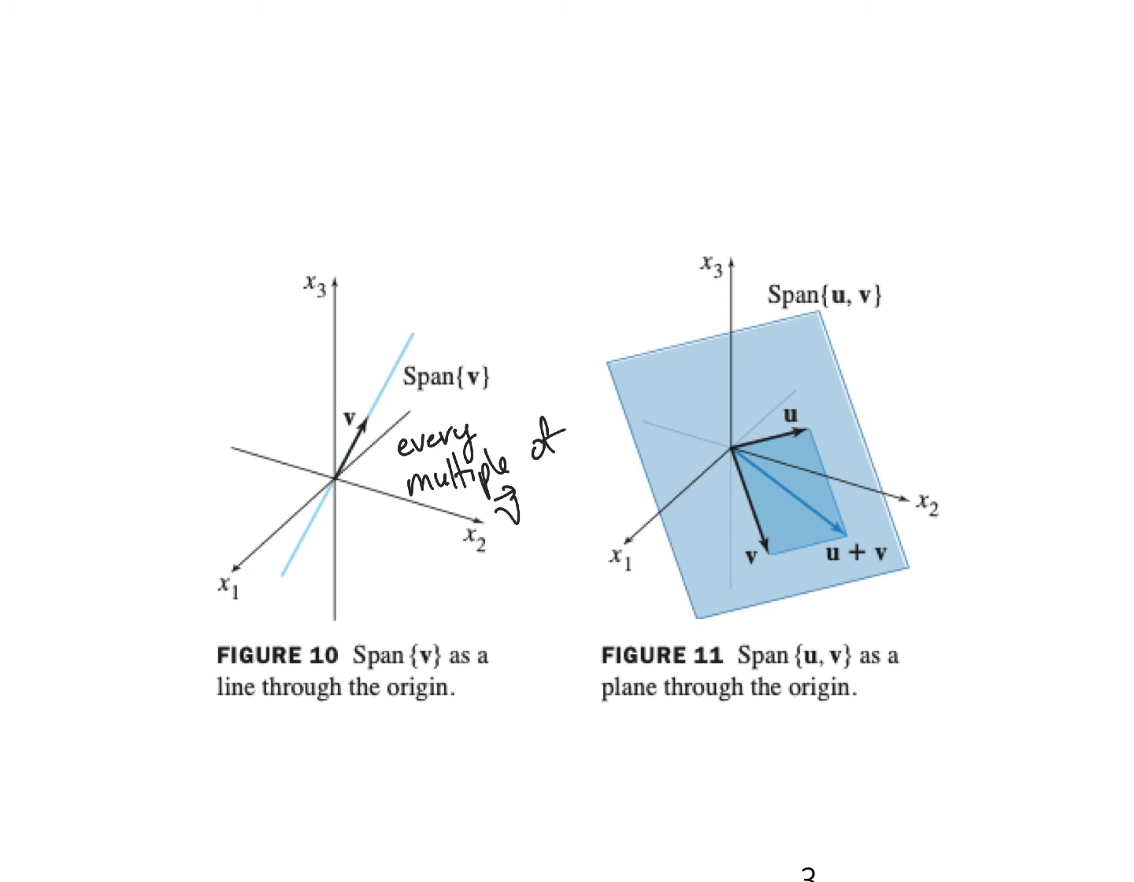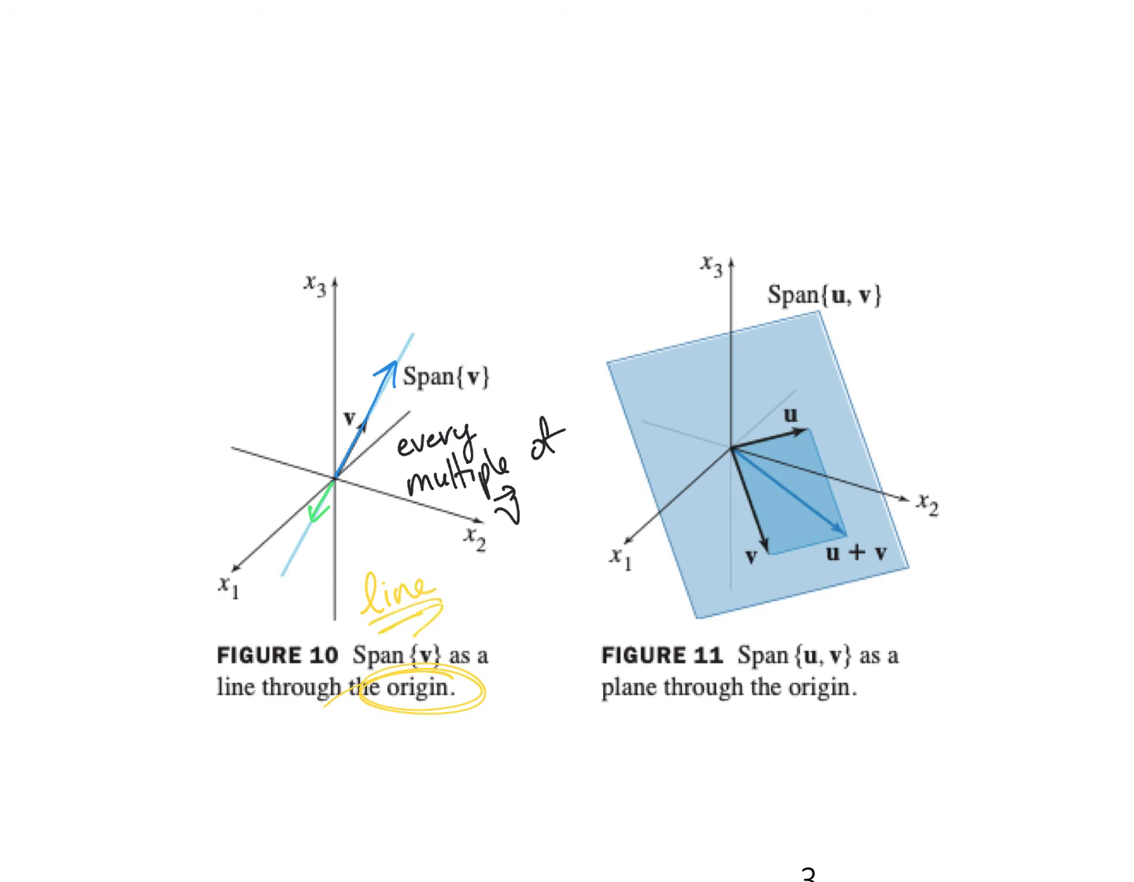So I can have a vector going this way, we could have a vector going this way. In other words, the span of a single vector is a line, a line that goes through the origin. So that's important. So this is the line.